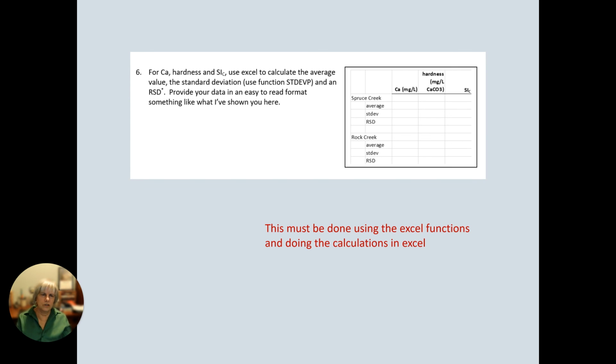So you want to do all of these calculations in Excel as well. And again, it will make your life a little easier.